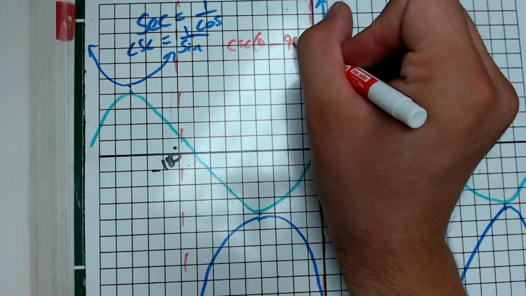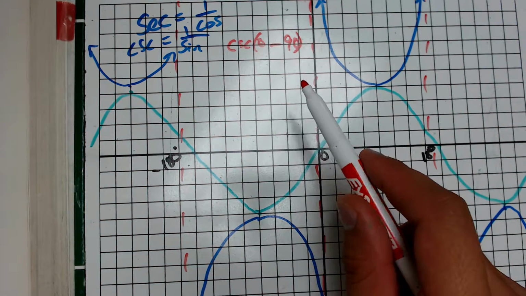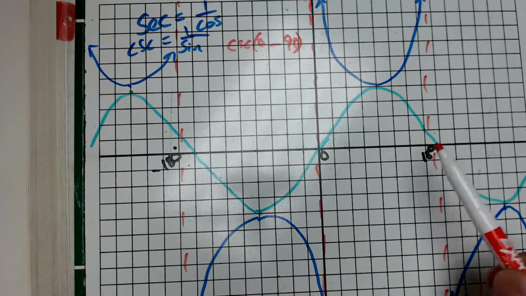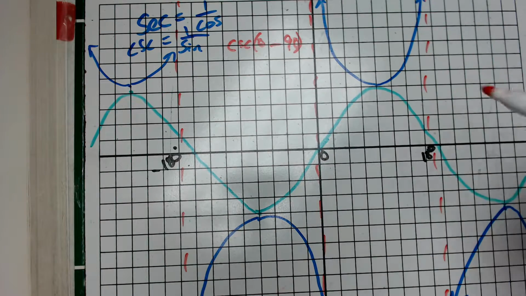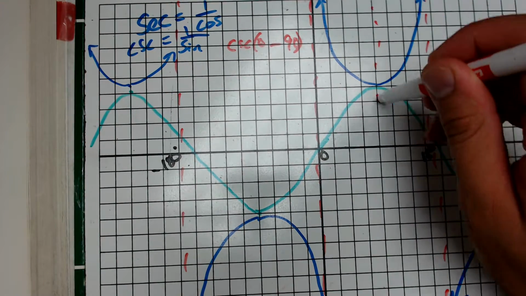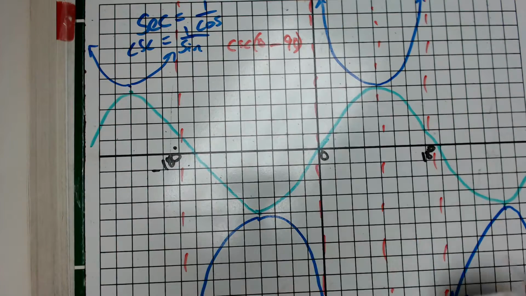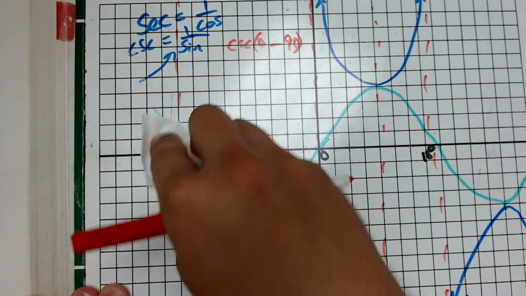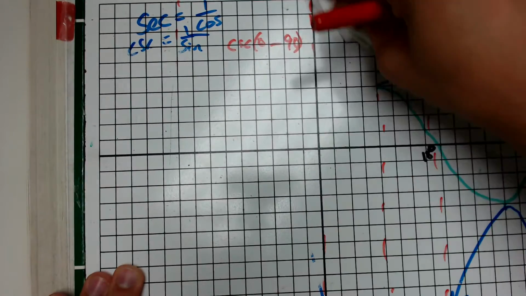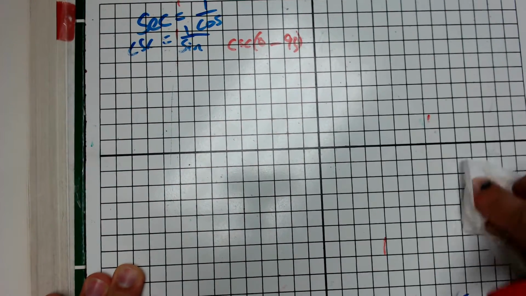We'll do minus 90 since that's the most drastic one. All right, so if we did minus 90, we'd actually be moving to the right 90 degrees, which means we would just shift everything over 90 degrees. So then the asymptotes would get shifted 90 degrees. Let me erase some of this here.